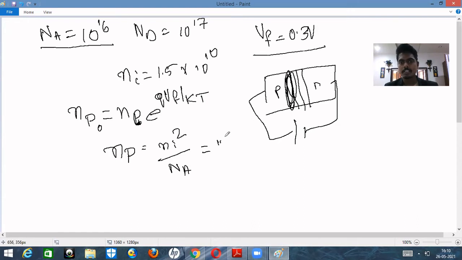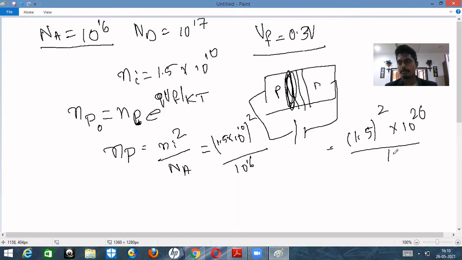So what is Ni square? Ni square is 1.5 into 10 power 10, whole squared, divided by Na, the acceptor concentration, which is 10 power 16. So that is equal to 1.5 whole square into 10 power 20 divided by 10 power 16. So this is nothing but the concentration of electrons at the edge of the P side. So we need to find this value. Np is 1.5 whole square, which is 2.25 into 10 power 20 by 10 power 16, which is 2.25 into 10 power 4.